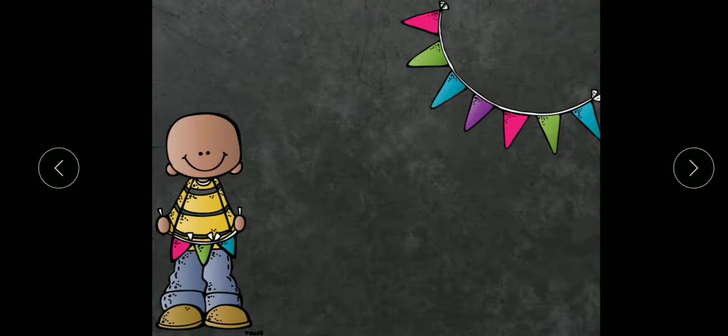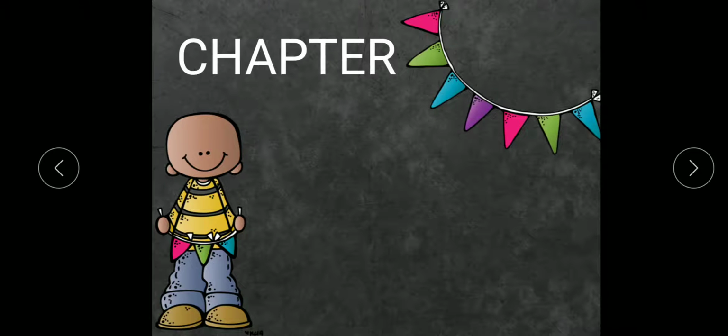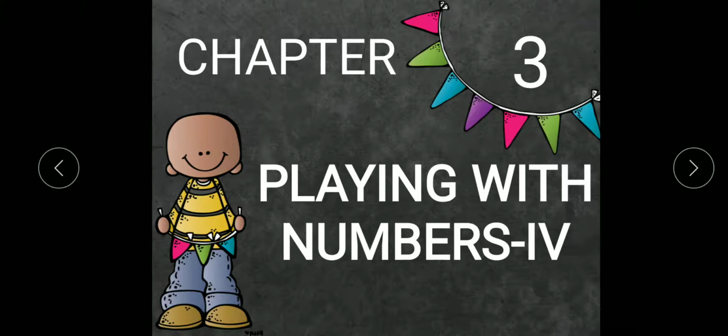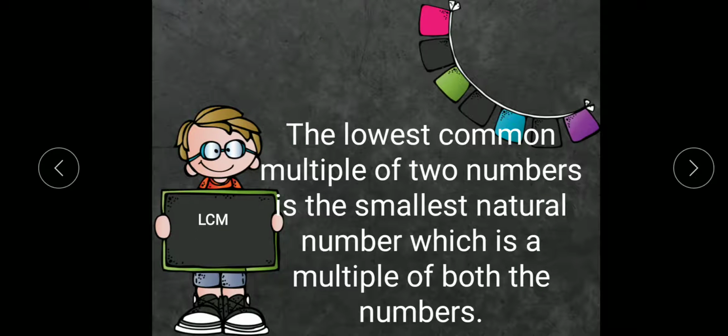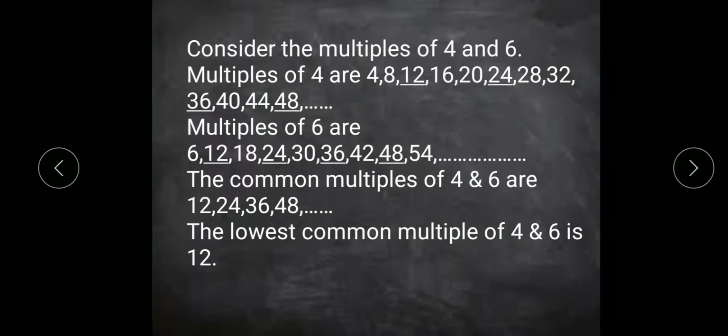Hello students. Now in this module of chapter 3, Playing with Numbers, we are going to learn about least common multiple, or we can say LCM. Now what is LCM? The lowest common multiple of two numbers is the smallest natural number which is a multiple common to both the given numbers. Let us see an example.